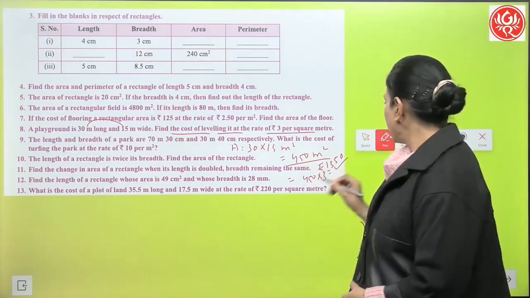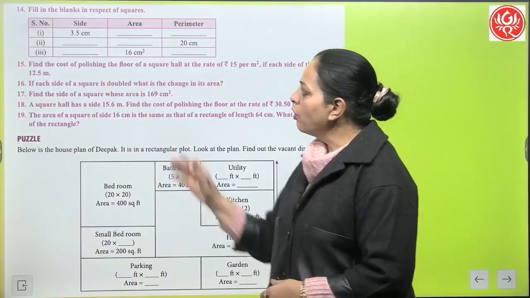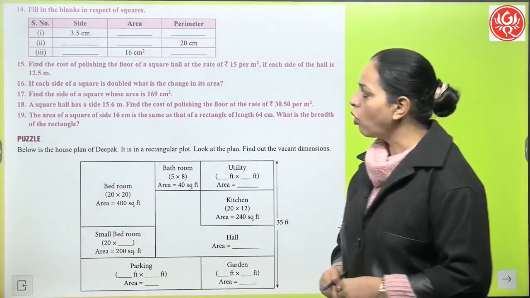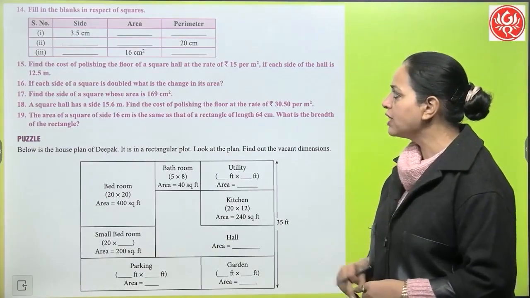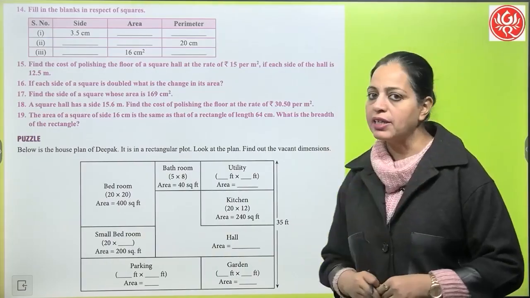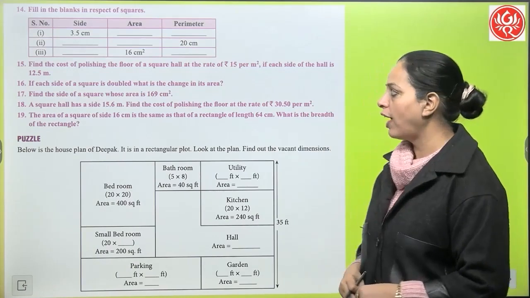1350, right? So similarly, you can try remaining parts. Now we are coming to 15th question: find the cost of polishing the floor of a square hall at the rate of rupees 15 per meter square if each side of the hall is 12.5 meter.